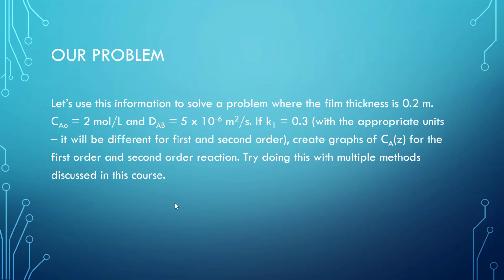And then what I want you to do is solve this using at least 2 of our methods for the first order and again for the second order reaction, and see mathematically what changes, and then present your results in a graph. Okay? If you have questions, get in touch with me or work with your classmates.